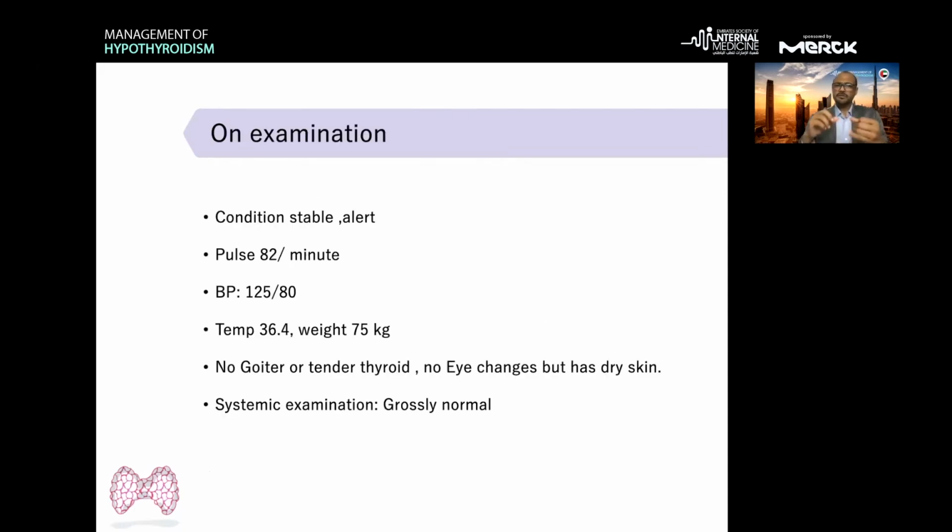Clinically, she was alert, stable, her pulse is normal, 82, blood pressure normal, 125/80, temperature was normal, and weight was normal for her, and her BMI actually is normal. When we examined her, there was no goiter and no tenderness, and there were no eye signs, but she had dry skin, and systemic examination was grossly normal.